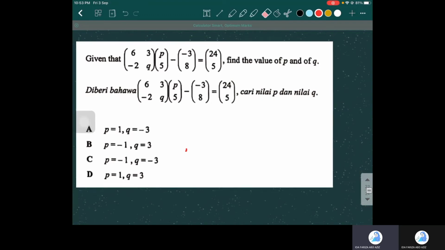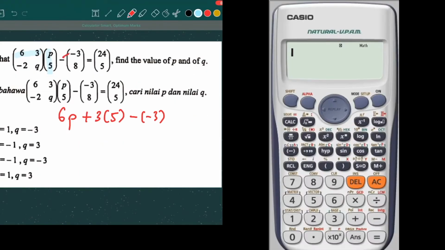Okay, now given that we have multiplication here, minus another matrix, we got the answer. Find the value of P and Q. Okay, kita cari the value of P and Q. So when you do multiplication of matrices, okay, you need to multiply row by column. Okay, let's do that one first. So we have 6p plus 3 multiply 5. Okay, that's what happened. 6 kena times p, 3 kena times 5. Okay, equals, oh sorry, not equal lagi, minus negative 3. Okay, minus negative 3 equals 24.